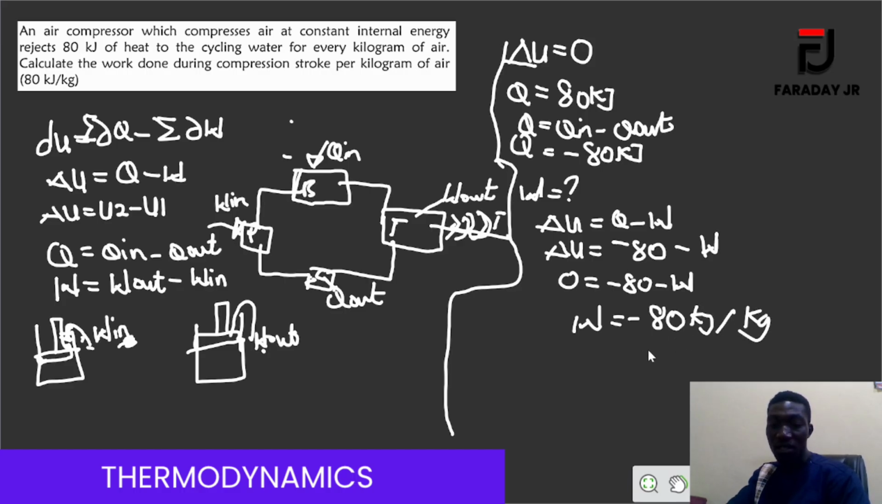So if we have negative here, it indicates that it was compressing. If it is compressing, that means it's work in, because once we have work in here, it's compressing. So you can see compressing. But once we have work out here, you can see that there is an expansion over here.